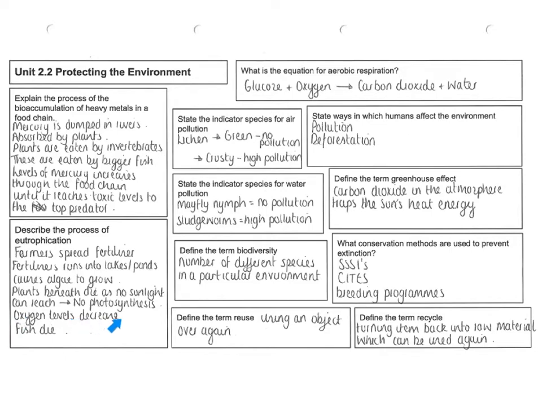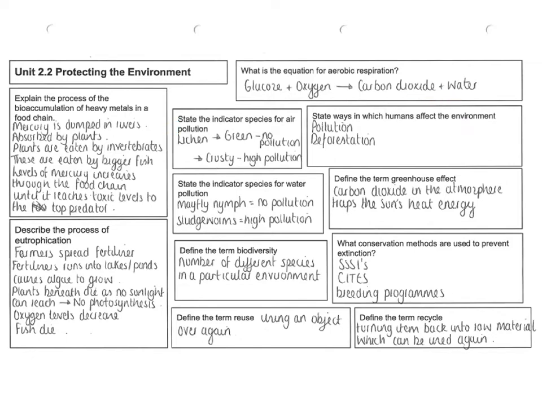Oxygen levels decrease because obviously no photosynthesis is taking place, and with that then our poor little fish die. The equation for aerobic respiration is glucose plus oxygen, and it's converted into carbon dioxide and water.